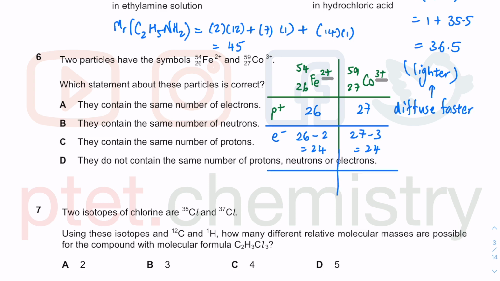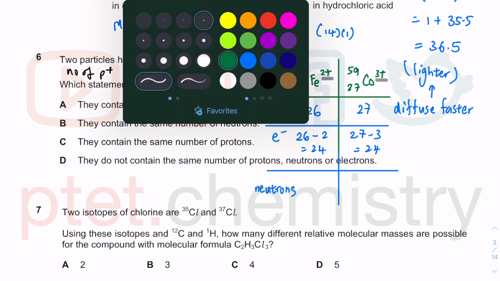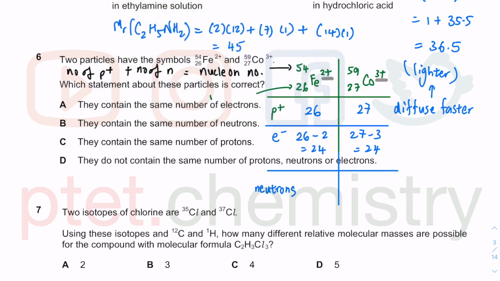And I'm just going to continue further, and this is to do with the neutrons. So we have the nucleon number on top. This 54 is what you call the nucleon number, which is the same as the mass number. That is the number of neutrons plus the number of protons, whereas the 26 at the bottom is just your proton number, or your atomic number. That's just your number of protons in the nucleus of an atom.